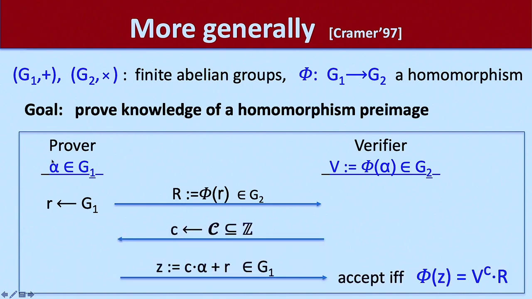Yeah, so you can see exactly the same thing. I choose r in G1, I send you phi of r, the verifier sends back a challenge, I send you z, which is also in G1, and you accept under a similar verification condition. All right, so this is just a generalization of Schnorr. The interesting thing about this is, although it looks like a trivial generalization, it actually captures a really large class of protocols.